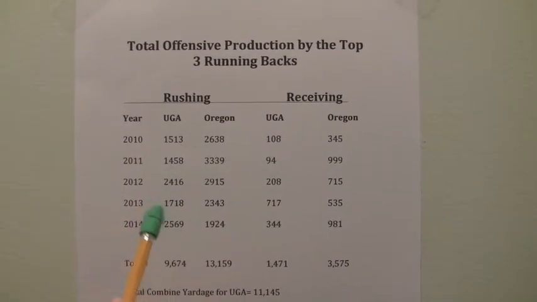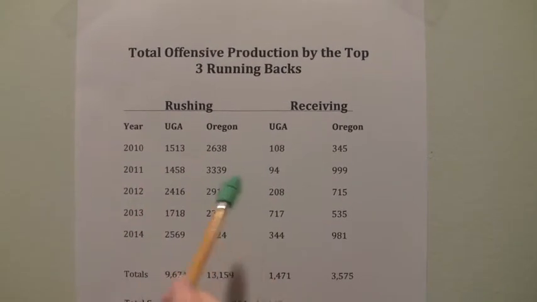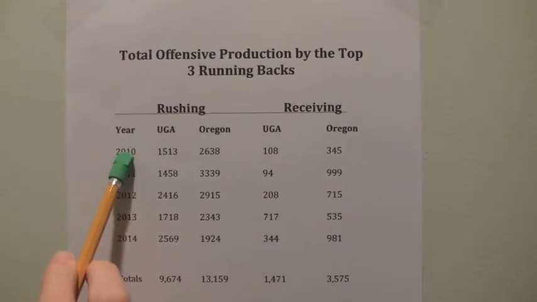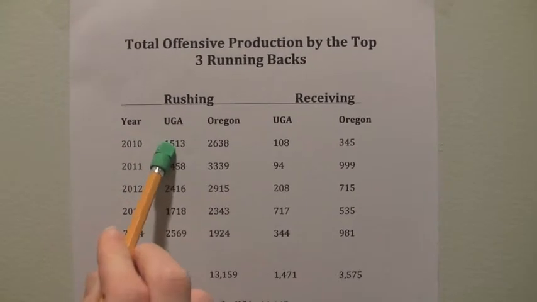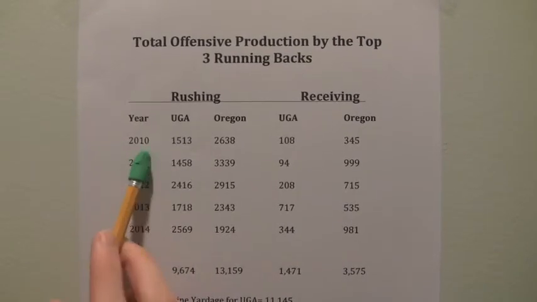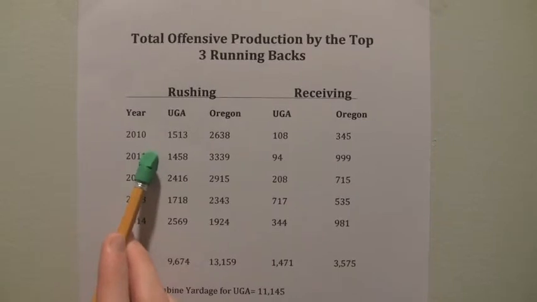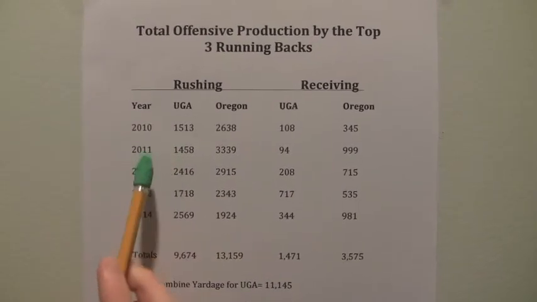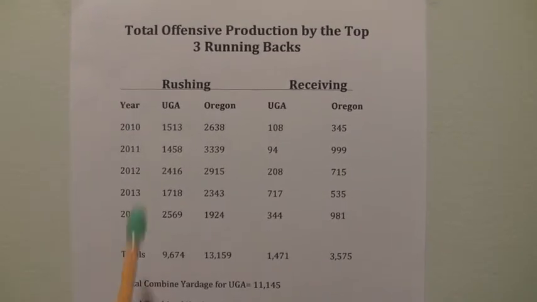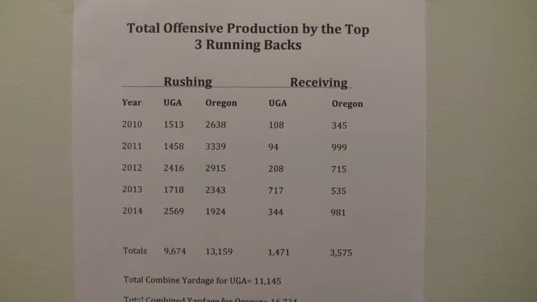And all you have to do to find the total amount of rushing yards for a school, and the same thing goes for the receiving yards, is you add from the years 2010, the yards from that year, all the way through 2014, you get your total. So, for example, Georgia rushed for 1,513 yards in 2010, so you just add that to the 2011 total, you get 1,458, and you just continue to do that down the column, and you get your total.